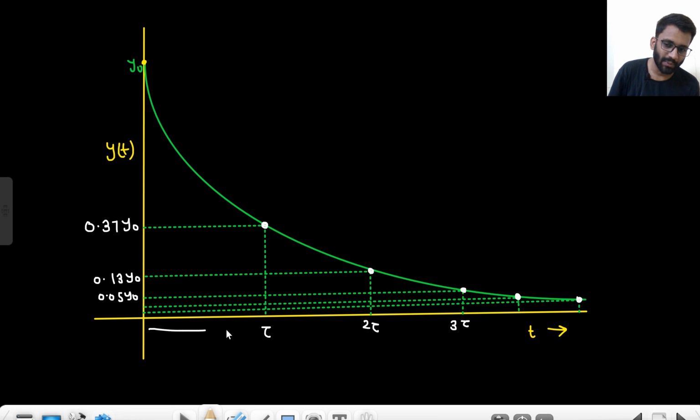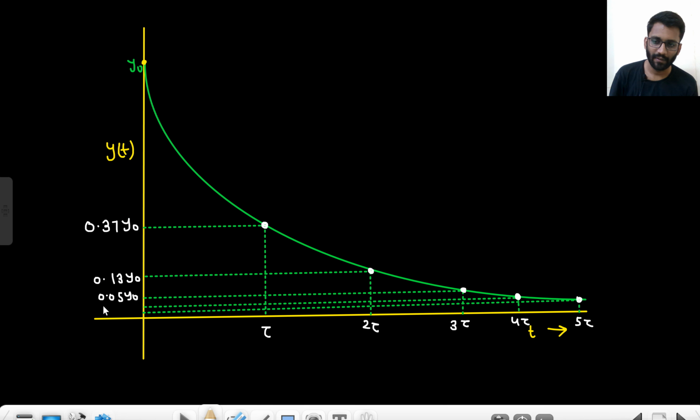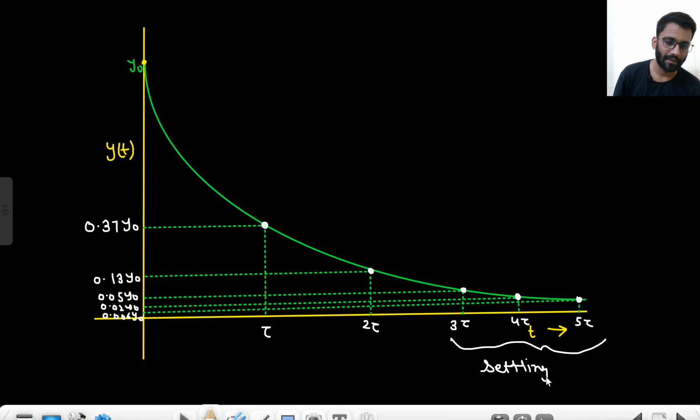Actually, there should be a constant gap between these two, but since the screen is small, I can't really make a bigger graph. Between tau, 2 tau, 3 tau, there should be a uniform gap, but I can't make the uniform gap here. You can just assume the graph would look something like this: 0.05 y naught, then 0.02 y naught, and eventually you will have 0.006 y naught. So these times are settling times.